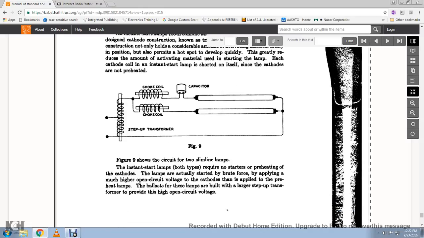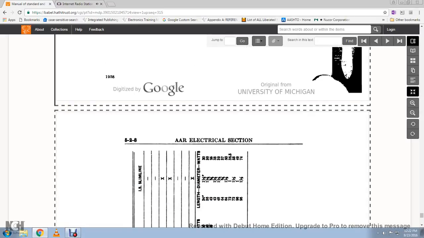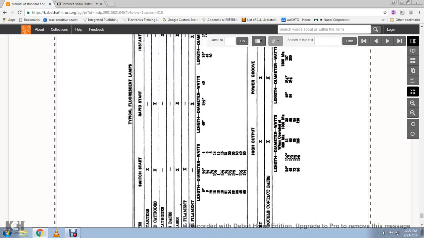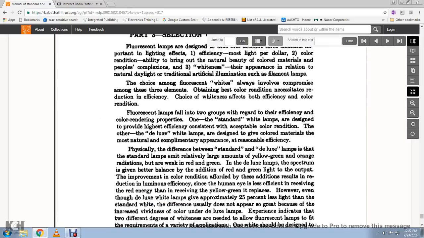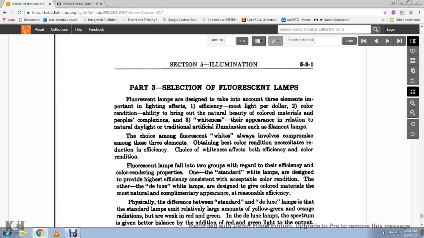Figure 9 shows the circuit of two slimline lamps. The instant start lamp requires no preheating of the cathodes. Lamps are actually started by brute force, applying a much higher open circuit voltage to the cathodes. The ballasts of these lamps are built with large step-up transformers to provide high open circuit voltage. This shows a typical fluorescent lamp. Part 3: selection of fluorescent lamps.